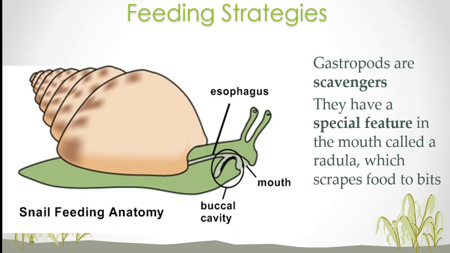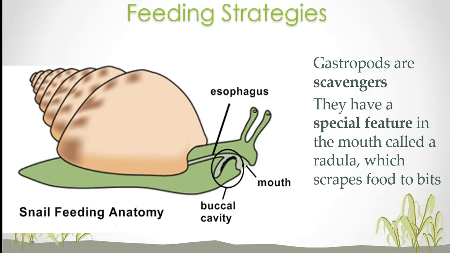Let's look at their feeding strategies. Okay, they're scavengers, and snails in particular, and gastropods in general, but snails in particular have this special feature called the radula. And the radula is basically their tongue, all right? And it's right here in their mouth. And you can see this little black part right on here, this is trying to show it right there.